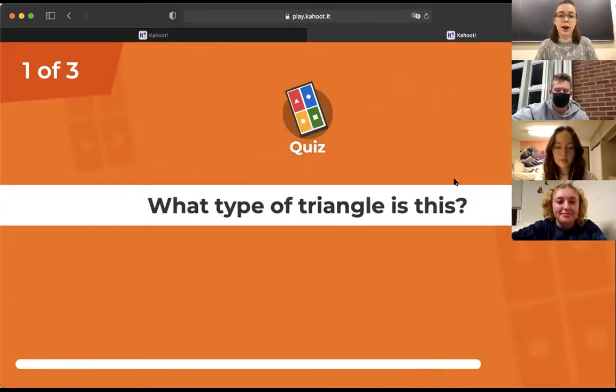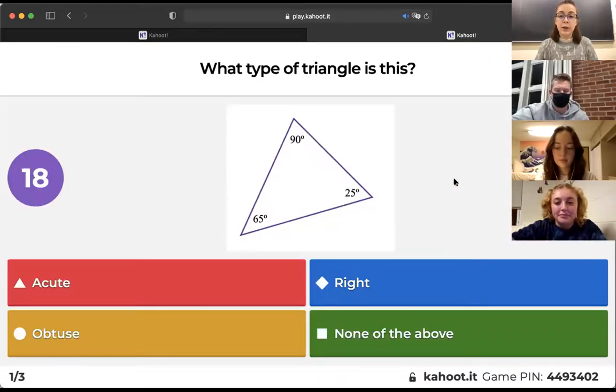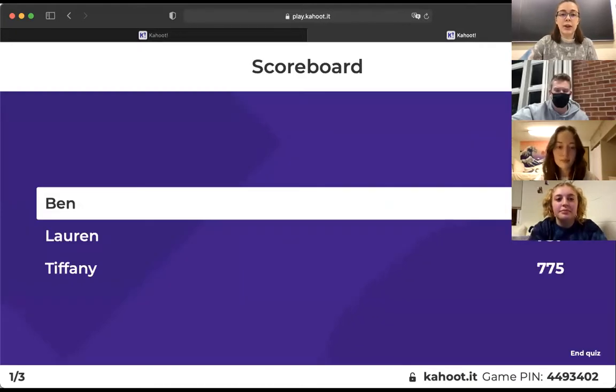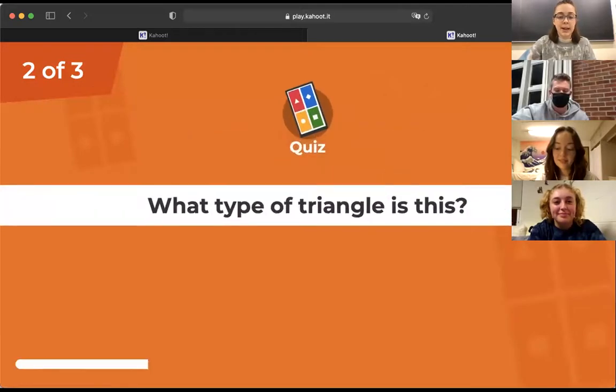So which type of triangle is this? And now I should say that some of these triangles are maybe not to scale, but who remembers what a right triangle is? I do. A right triangle has one angle that is 90 degrees. Exactly. So we'll move on to our next triangle and we see that Ben's in the lead. Oop, hope somebody can catch up to him.